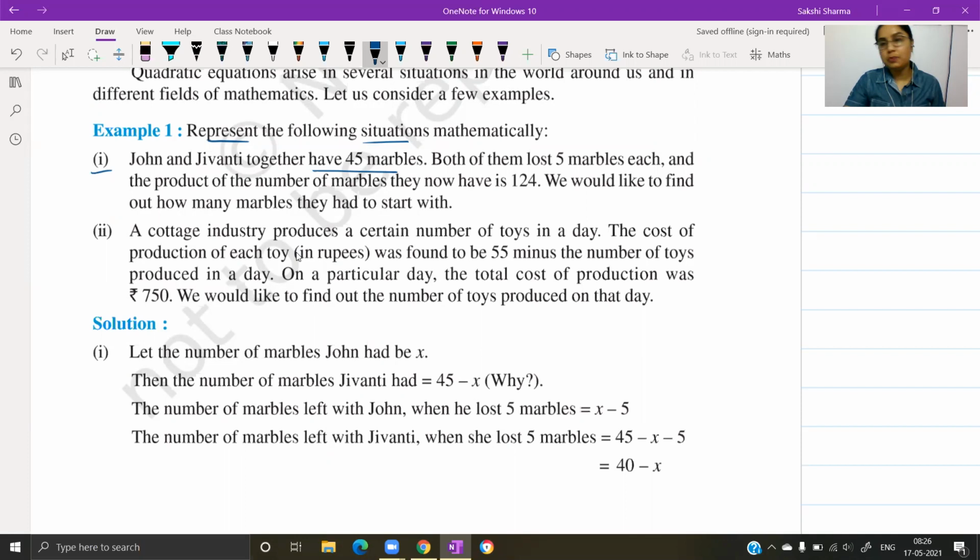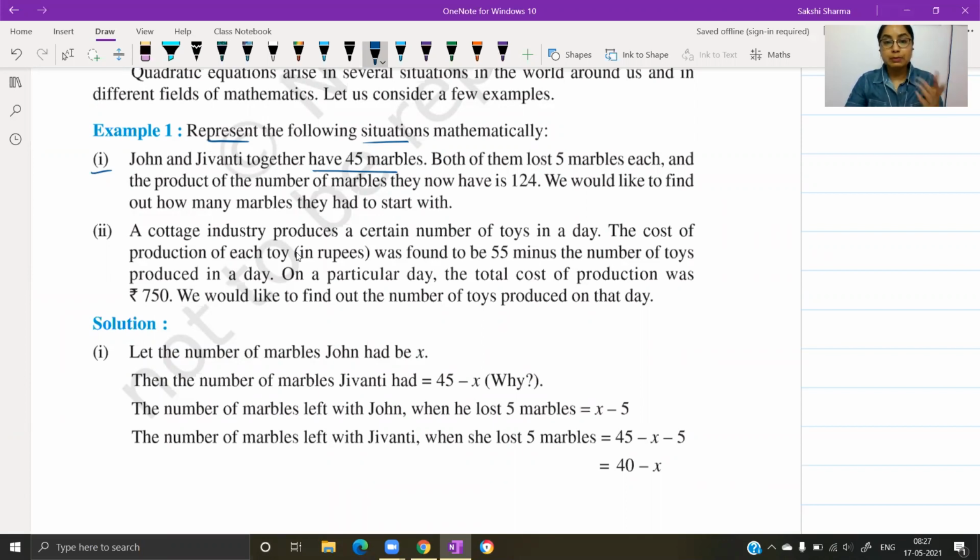Now you could start by representing the number of marbles with John and Jivanti as x and y. Again, you can start with different variables, one for John and one for Jivanti, and later reduce. You will have two relations. You combine them by substitution, and you will be left with one quadratic equation in one variable, any one variable you have chosen earlier. So that is one way, or you can directly start with one variable.